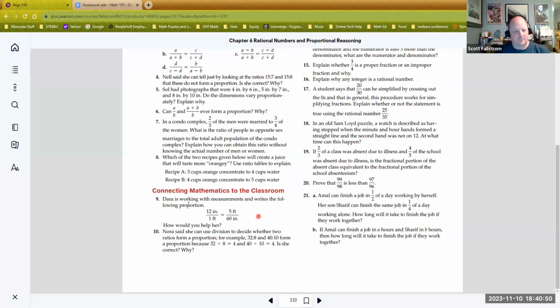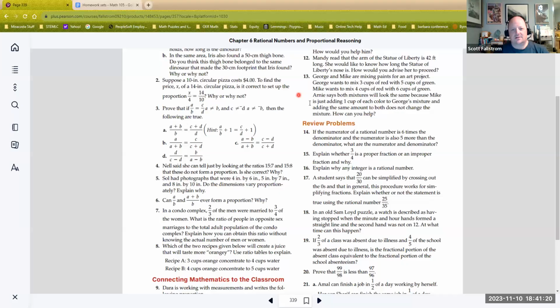So again, talk to Dara or Dara. Not sure how she says it. And let's go down to Nora. Nora says she can use division to decide whether two ratios form a proportion. And she says, why don't I just divide 32 by 8? I divide 40 by 10. And hey, if those are equal, then I get a proportion. What do you think about that? Will that work? Will it work all the time? Should it work all the time?